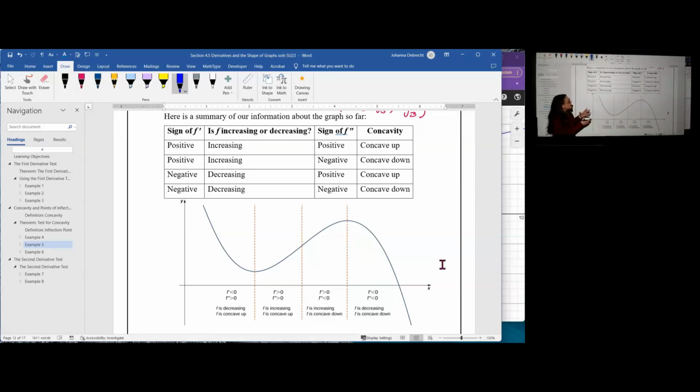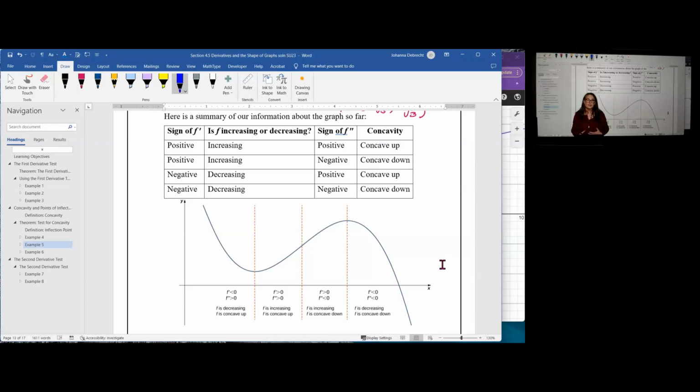Notice that it also has some relationship one to the other. We have a relative minimum when we go from decreasing to increasing. Notice also that at that critical point, the graph is concave up. When we have a relative maximum, we've gone from increasing to decreasing. And notice that at that point, we have concave down. This is another way of determining the location of the relative extrema.